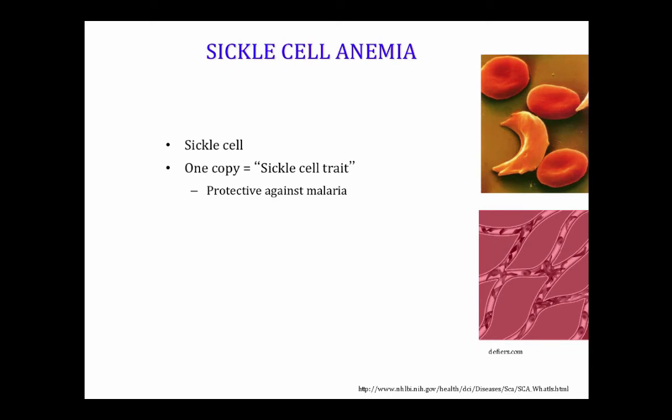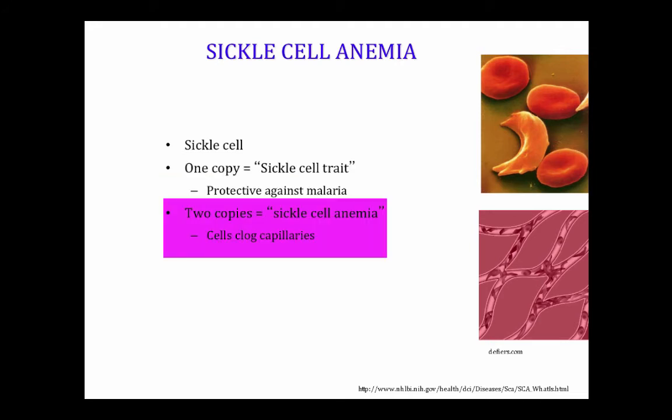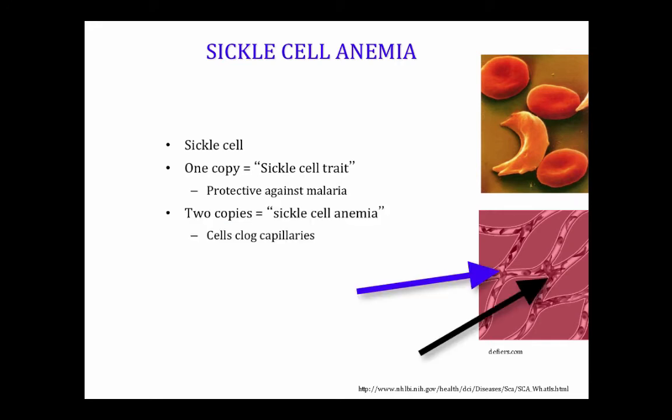Instead of having these nice round red blood cells, what happens with sickle cell anemia is that due to an inherited defect from both parents, these red blood cells form a sickle shape. If you inherit 1 copy of the gene, you're said to have the sickle cell trait. This is thought to protect against malaria. 2 copies mean that you have sickle cell anemia. These sickle-shaped cells clog the arteries and can lead to stroke and severe pain.